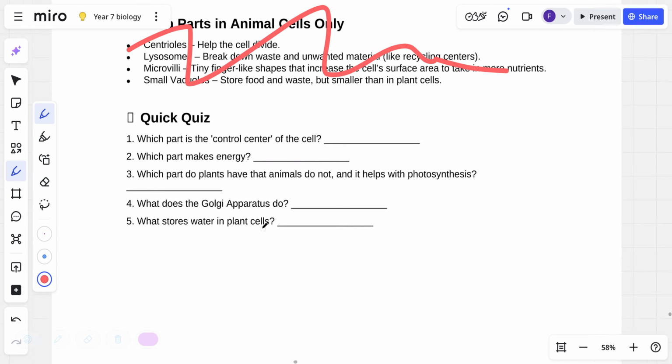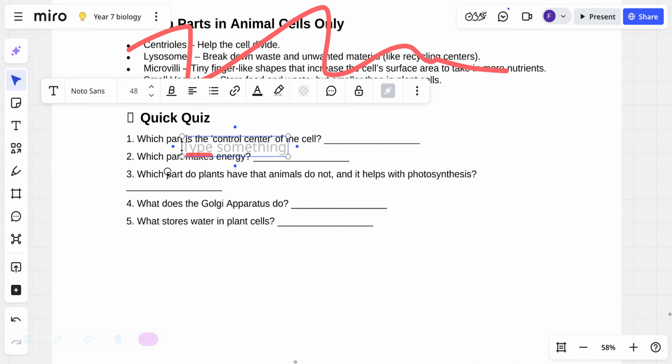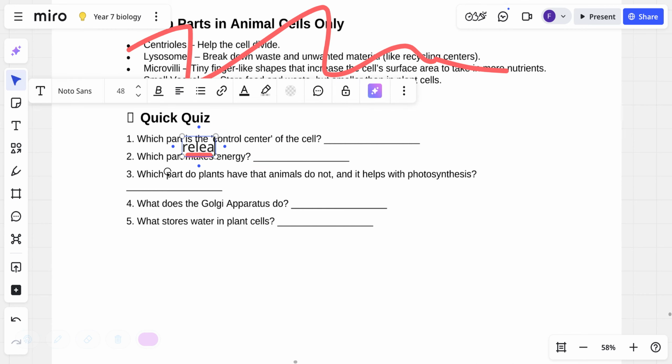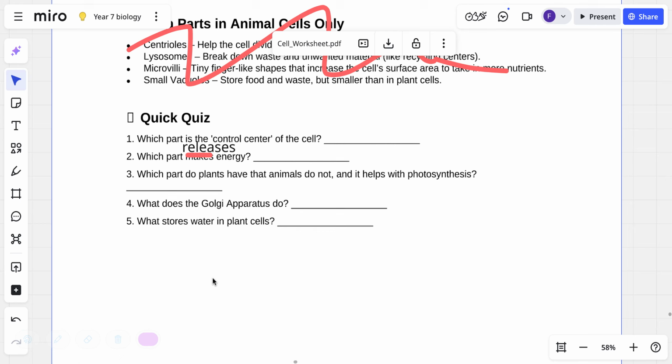All right. So, which part is the control center of the cell? That's the nucleus. Which part makes energy on this? You cannot make energy. Let's destroy the laws of physics. Releases energy. Oh dear Lord, who would put that on a worksheet? Makes energy. You cannot make or destroy energy. Welcome to physics. All right, which part releases energy? Which parts do plants have that animals don't with photosynthesis? That's chloroplasts. What does the Golgi apparatus do?